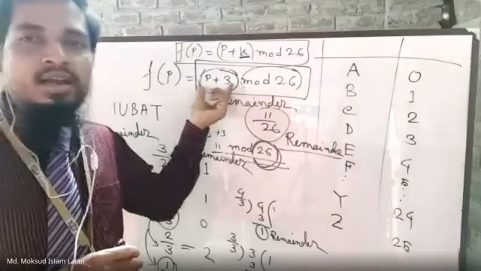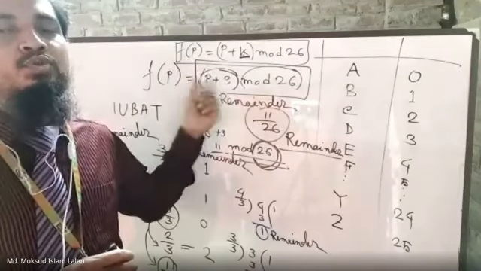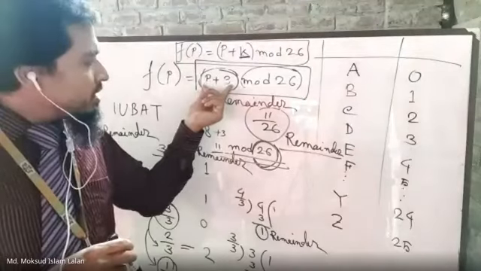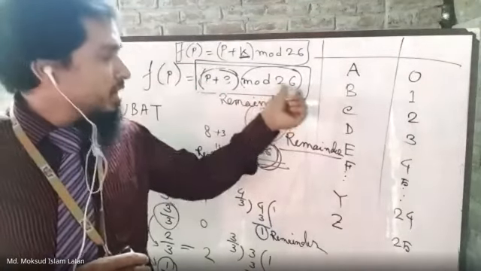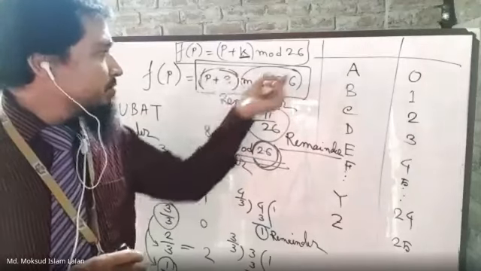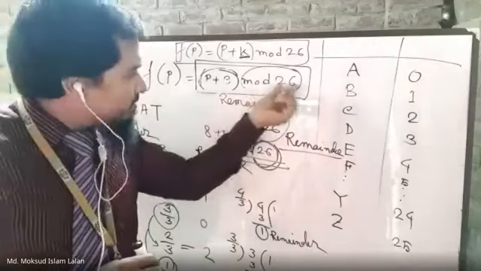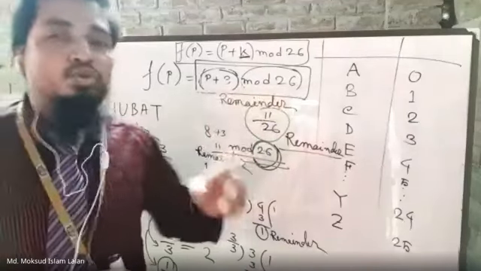After the calculation is done, then divide this result. I mean 25 plus 3 equals 28, right, Farhan? So 28, now you need to divide by 26. This modulo, whatever is given, here modulo 26, so you have to divide this result by 26. Is it clear? So after dividing 28 by 26, what will be the remainder?